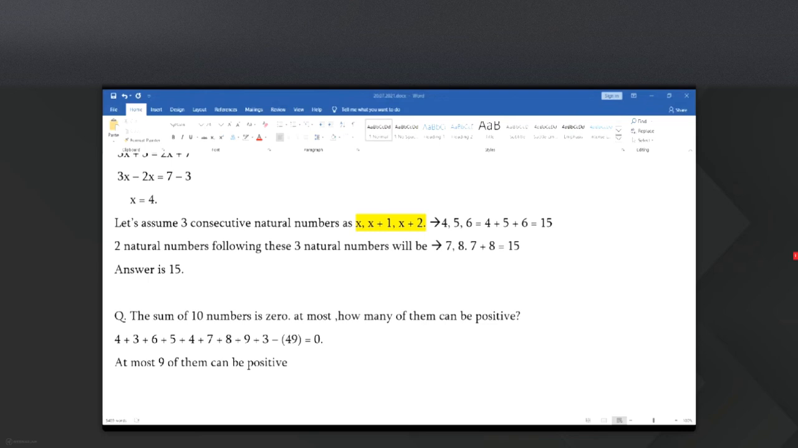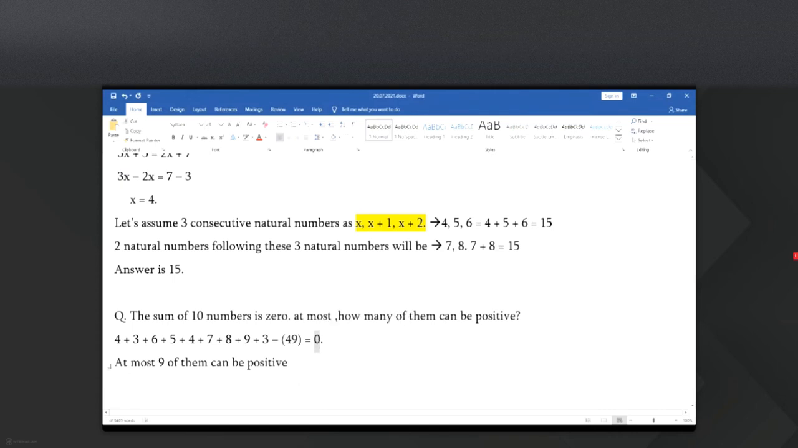So yeah, 1 to 9 can be positive. The question is at most, maximum 9 is positive. You cannot have all 10 numbers positive, right? If you have all 10 numbers positive, then you'll never get 0, right? So at most 9 you can have positive.